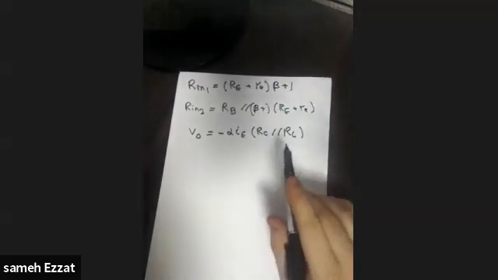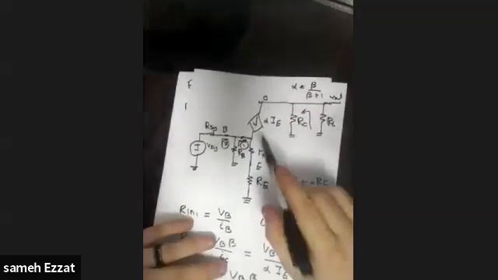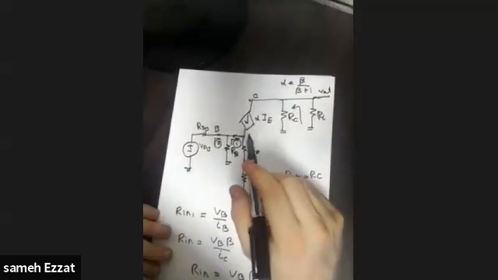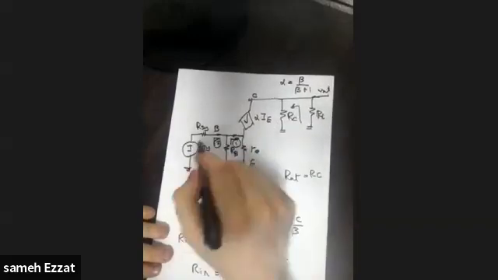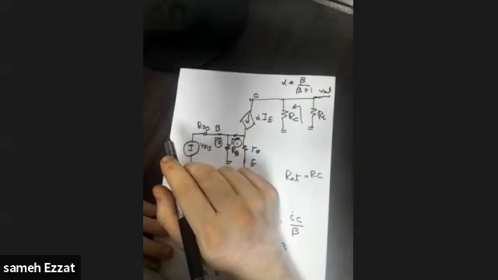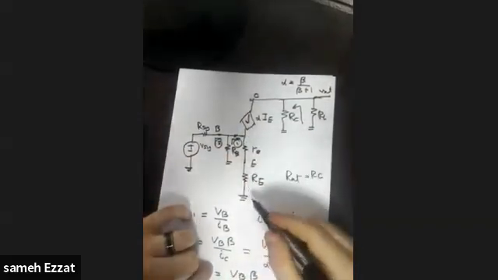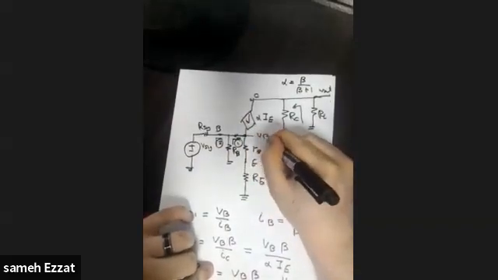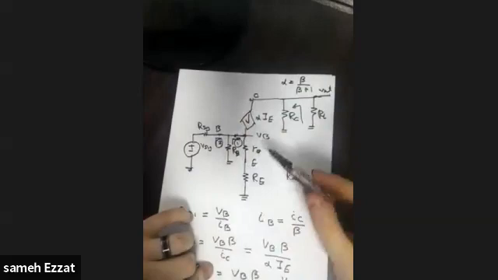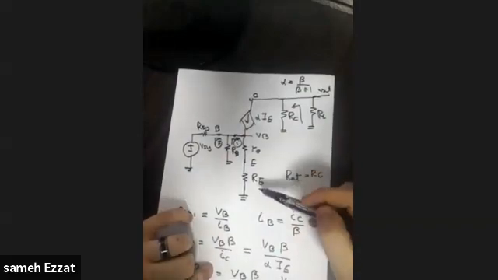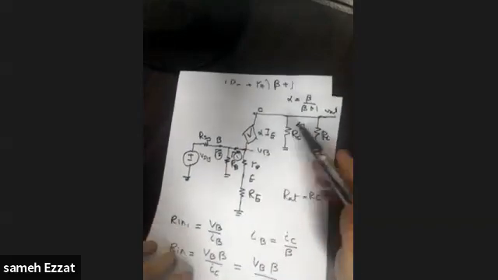Okay, then how can we link this with the input? Now we have IE. How can we link this IE to this branch? Let's see it from this point of view. As I said, this is, let's call it VP. If you examine this branch, you can say that VP equals the equivalent resistance here, which is small re plus capital RE, multiplied by the current IE. So let's write this equation.